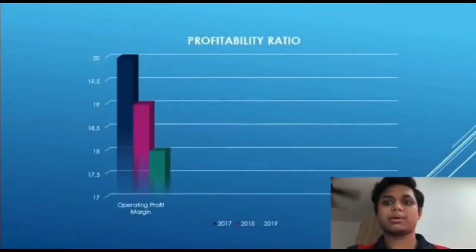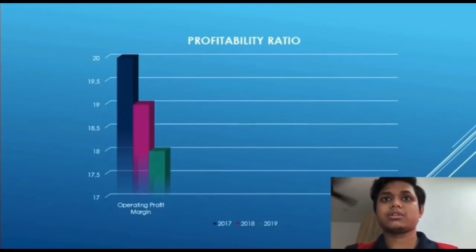Today I will talk about the profitability ratio of Hapseng Berhad. For operating profit margin, we can conclude that the year 2017 is the best for Hapseng Berhad compared to 2018 and 2019, which are 0.90 and 0.18 respectively.